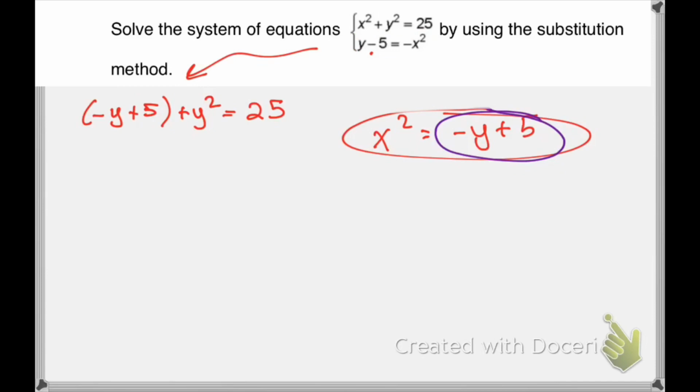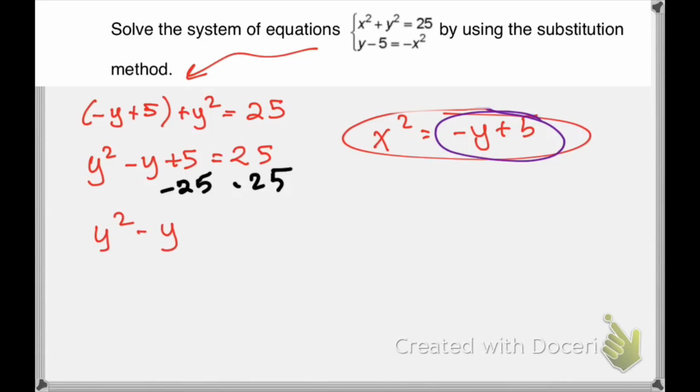I take the negative y plus 5 after solving for x squared, substitute in for the x squared, and that will give me this. And now it's just a typical polynomial that I need to solve for. Let's solve for y. So let's rearrange this. I get y squared minus y plus 5 equals 25. I'm going to subtract the 25 over, set equal to 0. Get y squared minus y minus 20 equals 0.